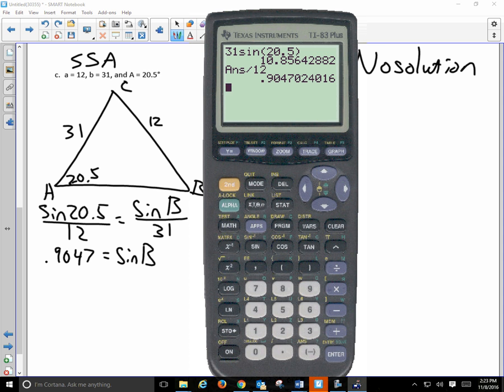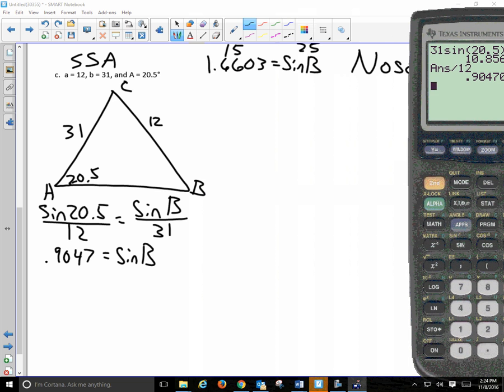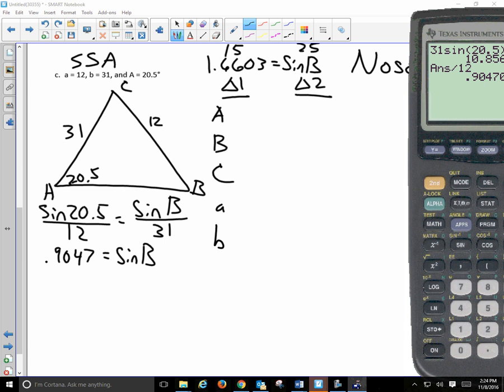Because the opposite leg is shorter than the other given side, and because I come up with a sine value that's appropriate, at this time, I now set up 2 triangles. I know I have a 2-triangle solution. Triangle 1, triangle 2. I have A, B, C, little a, little b, little c. A, B, C, little a, little b, little c.